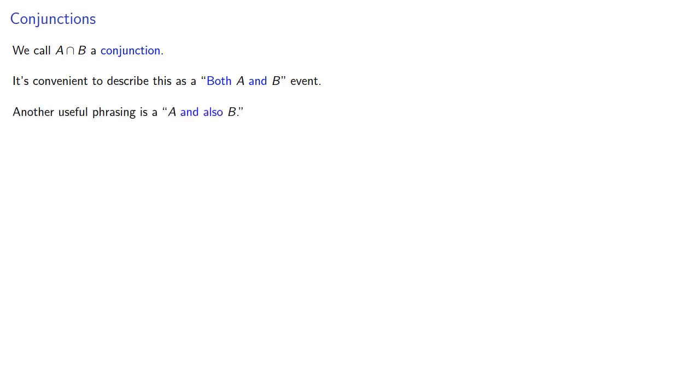We call A intersect B a conjunction, and it's convenient to describe this as a "both A and B" event. Another useful phrasing is "A and also B."